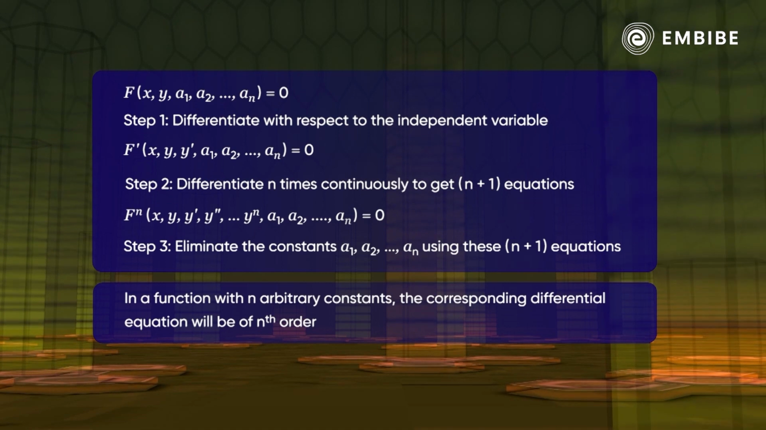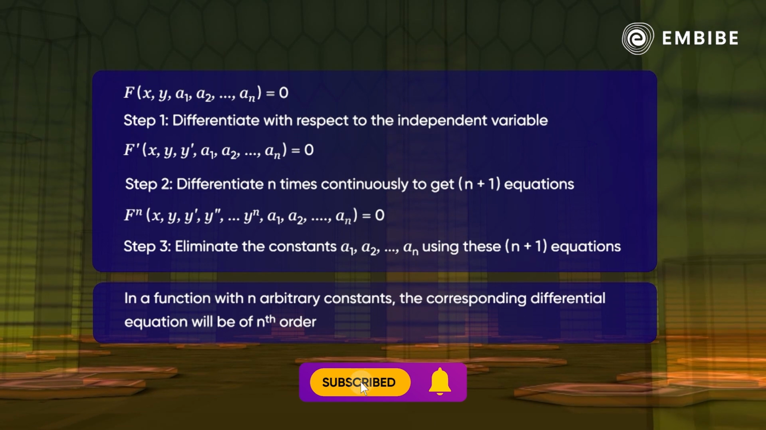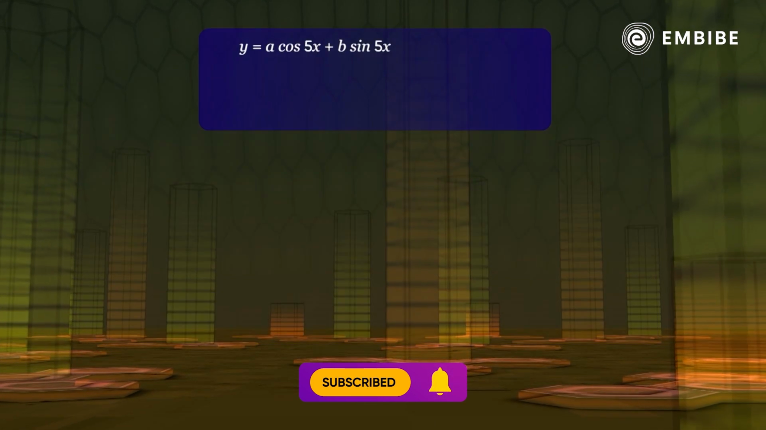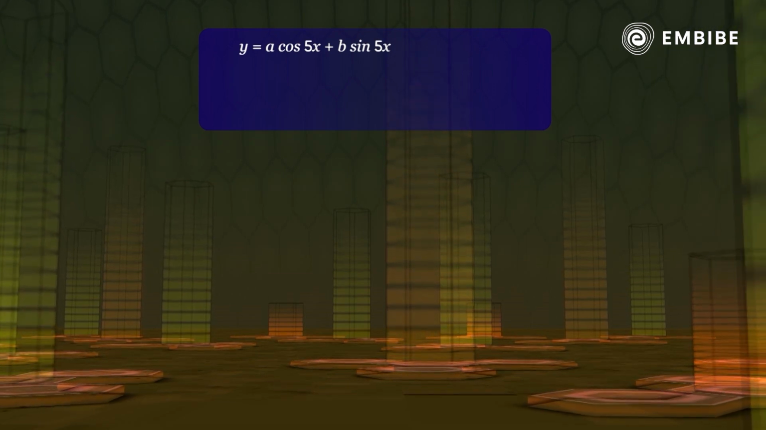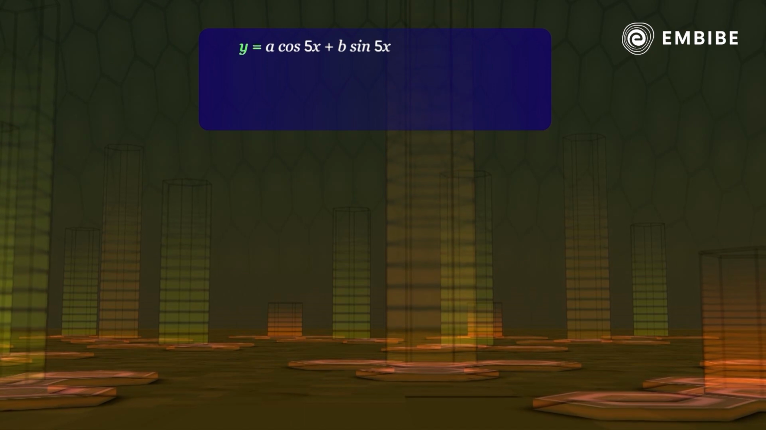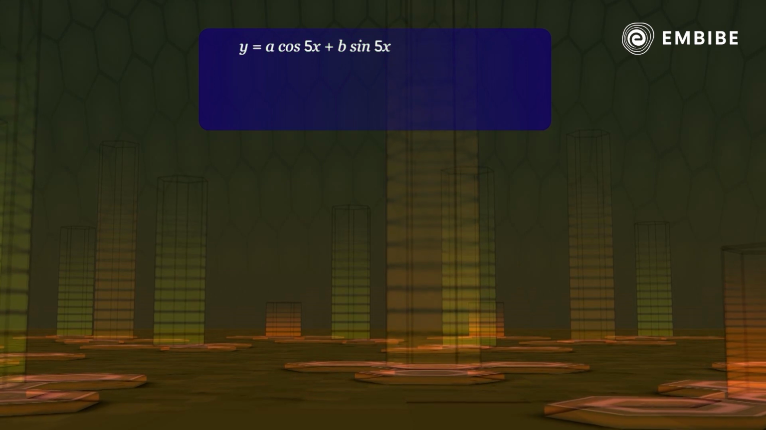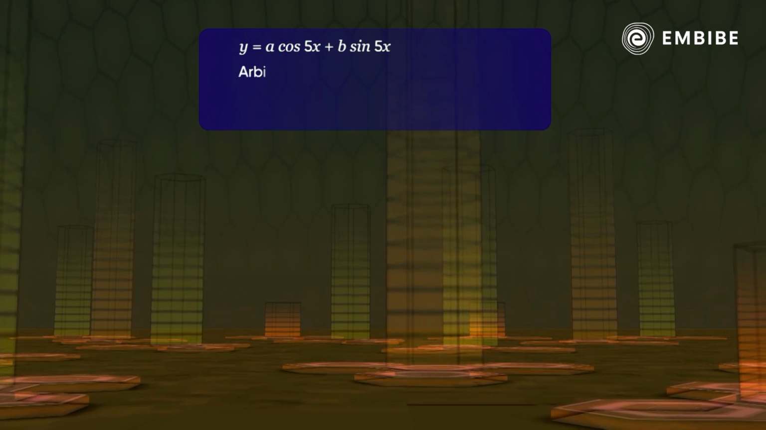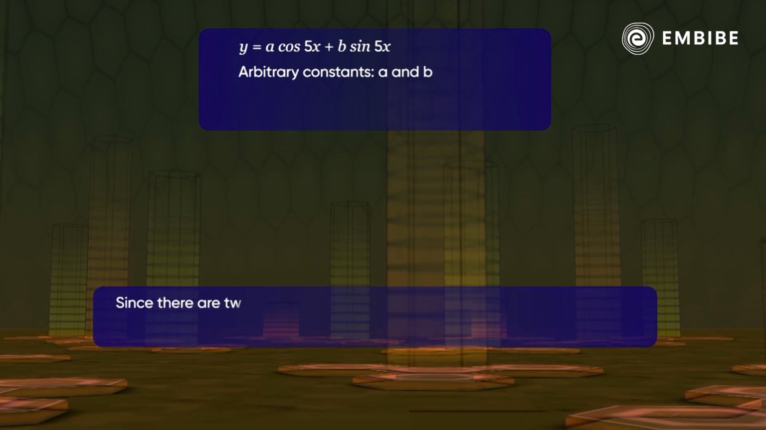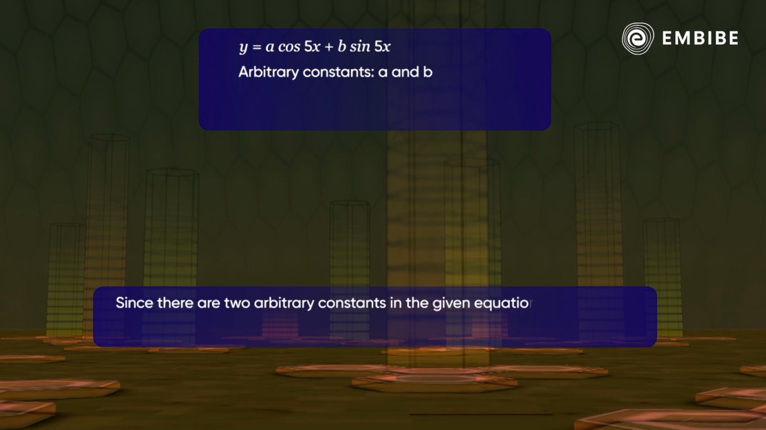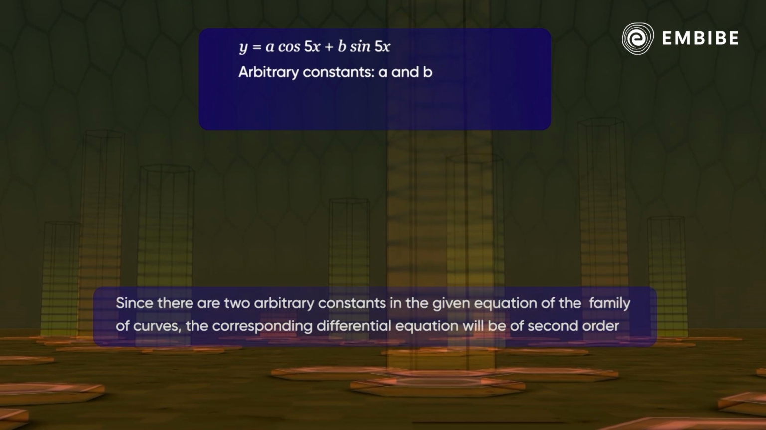Now that you've understood the concept of forming a differential equation from the equation of a family of curves, let's try this with an example. Form the differential equation corresponding to the family of curves represented by the equation y is equal to a cos 5x plus b sin 5x. Here you can see that there are 2 arbitrary constants a and b. As per the rule, since there are 2 arbitrary constants in the equation of the family of curves, the corresponding differential equation will be of second order.